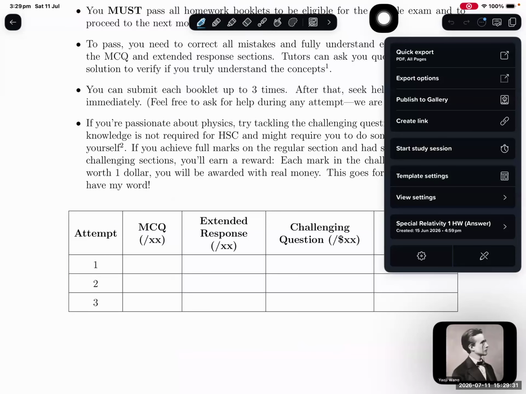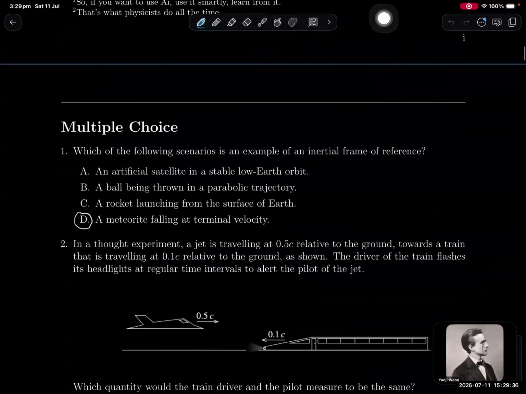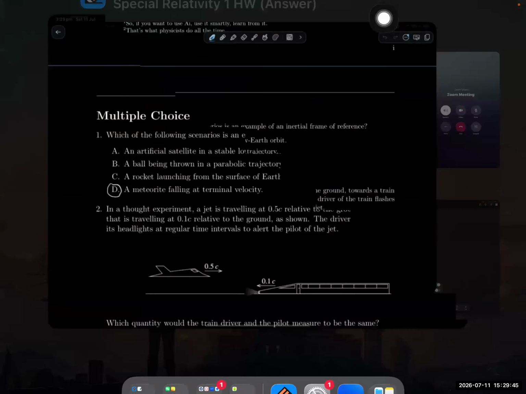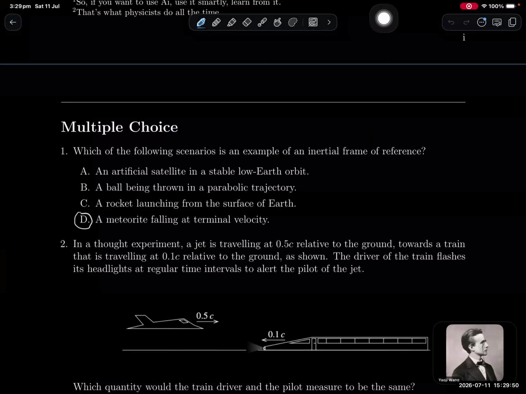Okay, so the first multiple choice says, which of the following scenarios is an example of an inertial frame of reference? An inertial frame of reference is, by definition, a frame that does not experience any acceleration. D will be the right answer, a meteorite falling at terminal velocity. That literally means that the net force on the meteorite is 0.